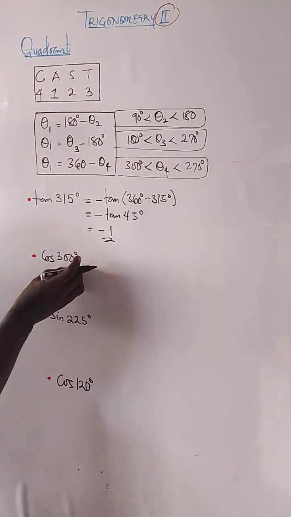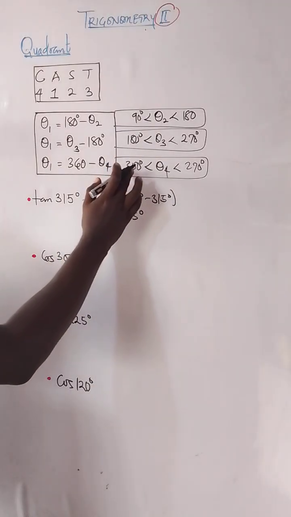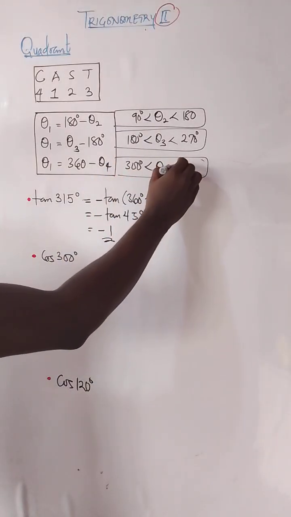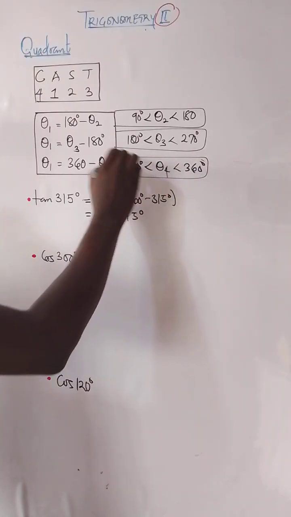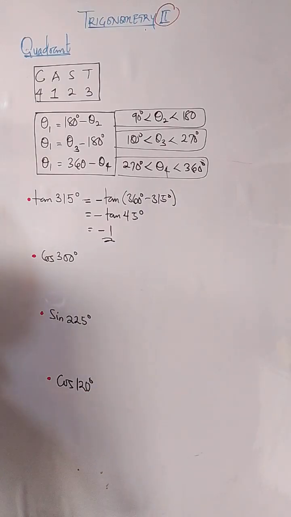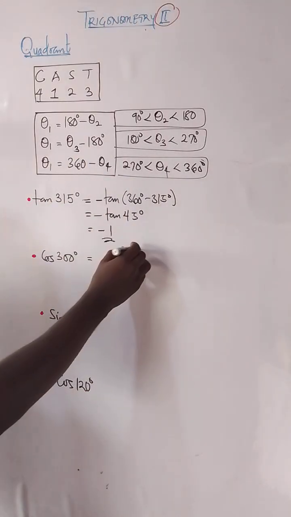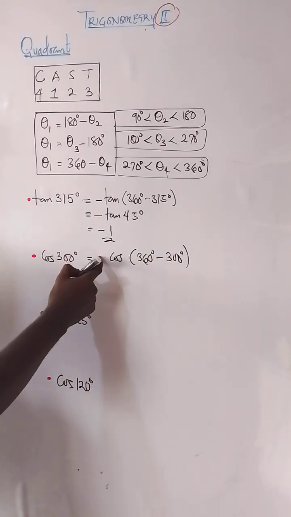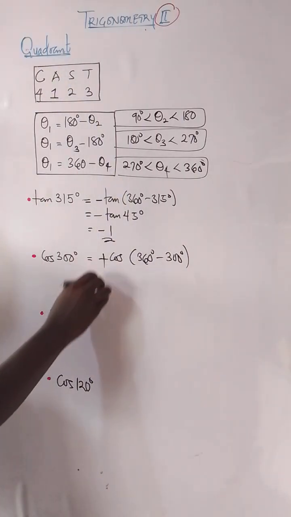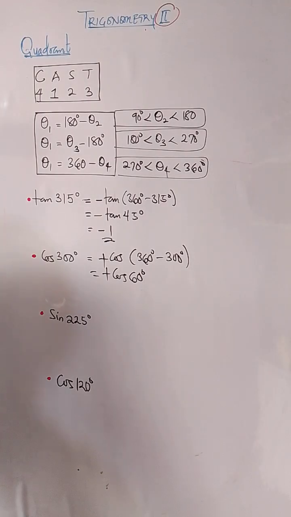Over cos 300. 300 falls in what quadrant? It falls here. This is 360, and this is 270. So 300 falls in between. That's the fourth quadrant. So in the fourth quadrant, we subtract the angle from 360. What about the sign? In the fourth quadrant, cos is positive. So positive, plus cos 60. And what's cos 60? Special angle.